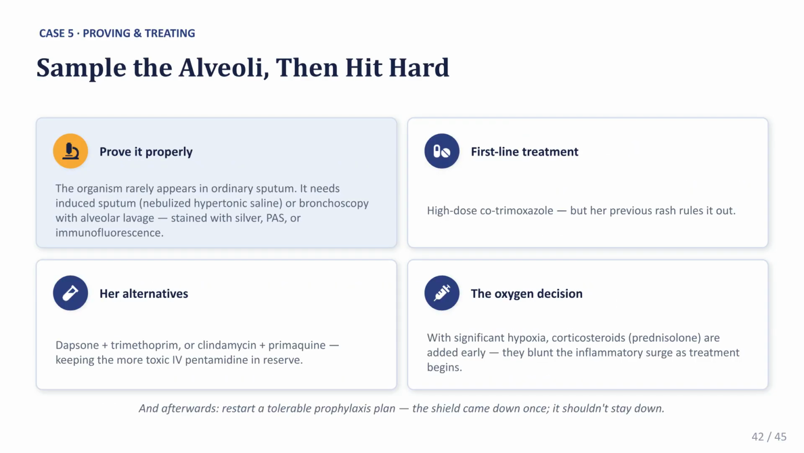To prove it, use induced sputum or bronchoscopy with lavage, then stain the sample. Treatment is high-dose cotrimoxazole, but since she's allergic, we use alternatives like dapsone or clindamycin. With hypoxia, add corticosteroids early to blunt the inflammatory surge. Afterward, always restart a tolerable prophylaxis plan so her defenses don't stay down.